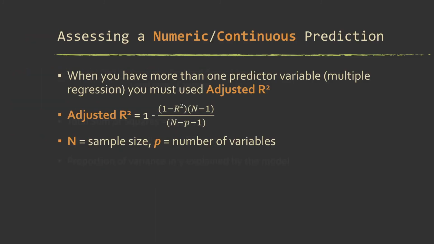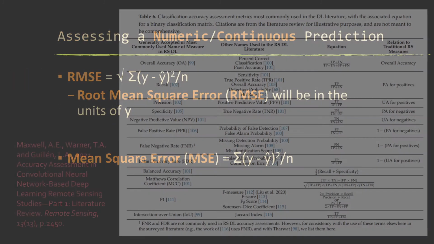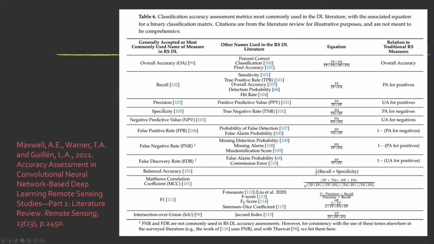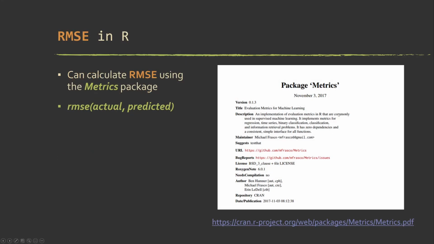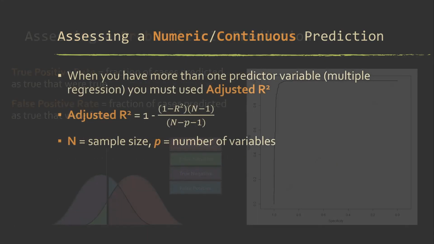So again, let's go back real quick to this slide. Recall is the producer's accuracy for the positive class, and precision is the user's accuracy for the positive class. So we're assessing commission and omission related errors for the positive class.